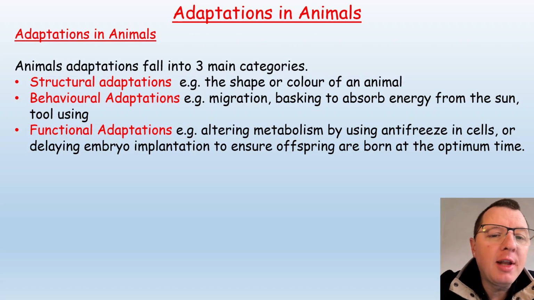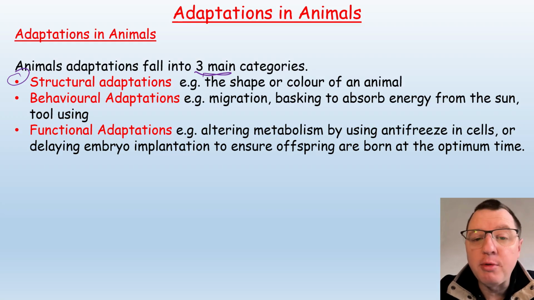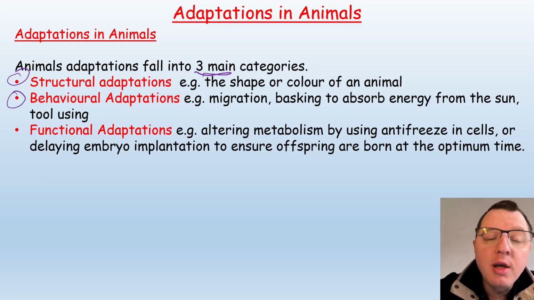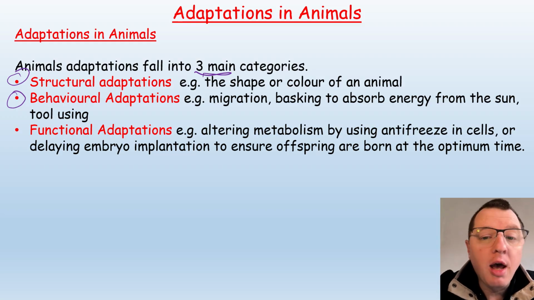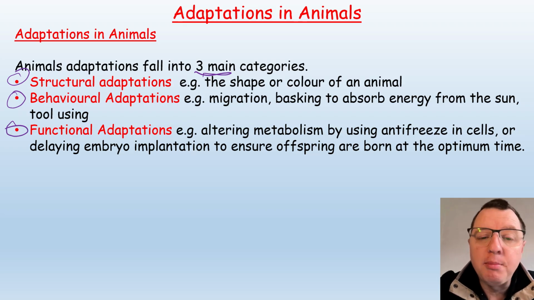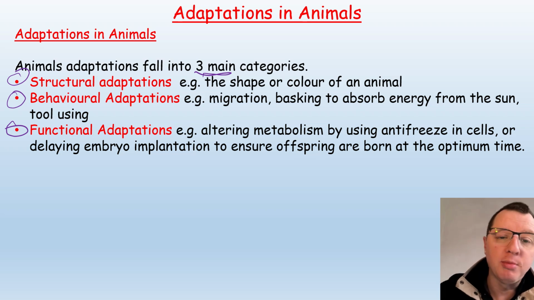So the adaptations in animals fall into three main categories. We've got structural adaptations, for example the shape or the colour of an animal. Behavioural adaptations, for example migration patterns, basking to absorb energy from the sun, or even using tools. And functional adaptations, for example altering metabolism by using antifreeze in your cells, or delaying embryo implantation to ensure offspring are born at an optimum time.